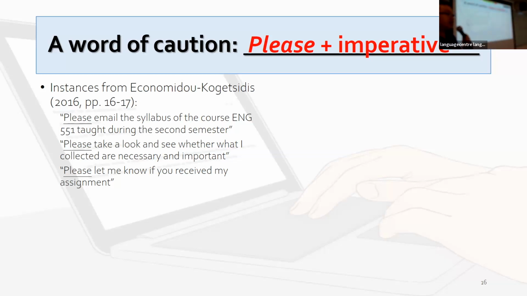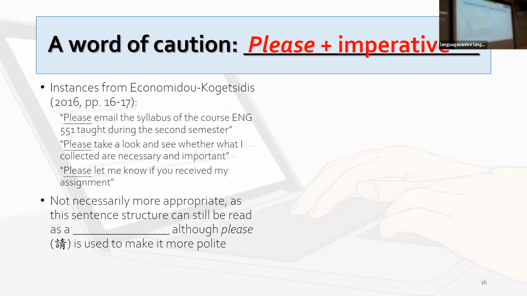Remember the email about asking for a bigger office at the beginning of the workshop, right? The use of "please" before an imperative, like "please email the syllabus of the course" during this second semester, or "please let me know if you received my assignment." As I said, although the word "please" is actually a politeness marker, it is not necessarily more appropriate because it can still be read as a direct command, or actually a command, although you word it in a polite manner.